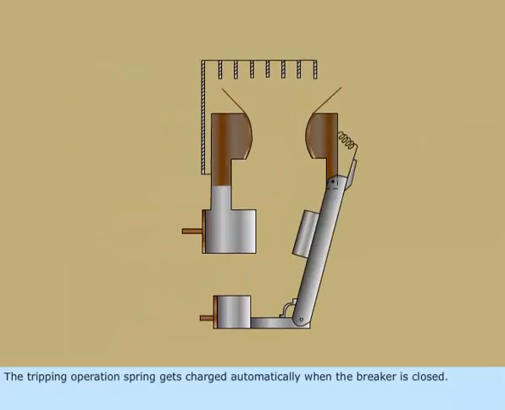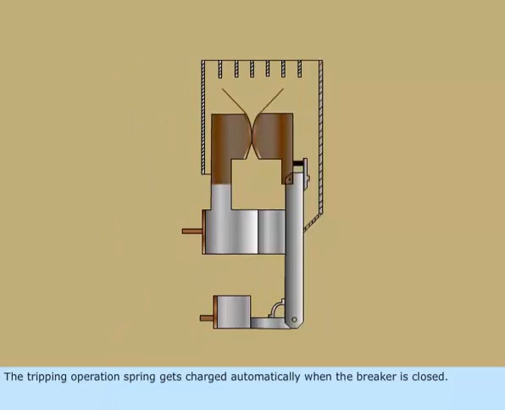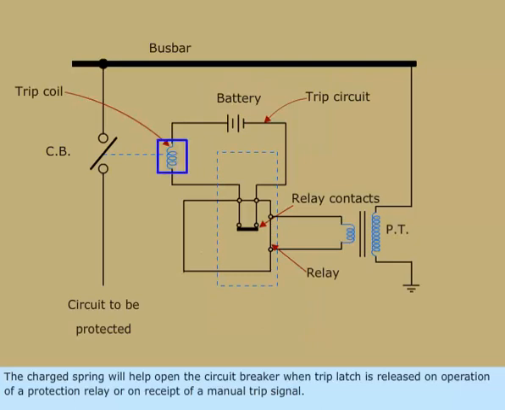The tripping operation spring gets charged automatically when the breaker is closed. The charged spring will help open the circuit breaker when trip latch is released on operation of a protection relay or on receipt of a manual trip signal.